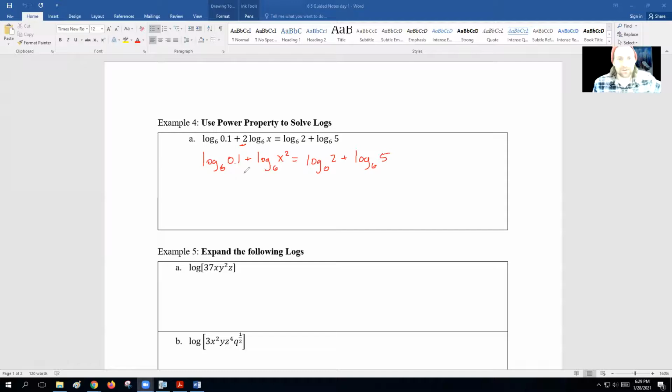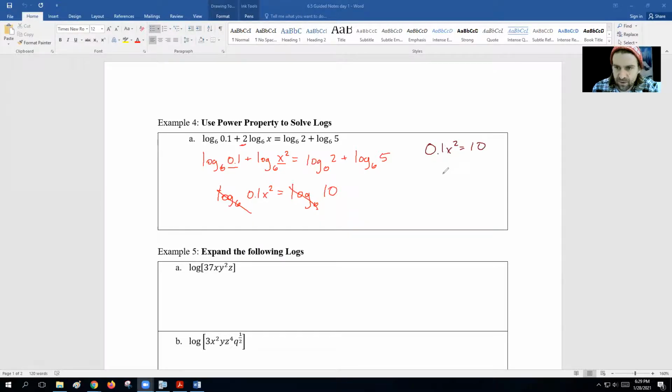Next, let's combine these together. We can multiply the 0.1 times the x squared, and we get log base 6 of 0.1 x squared is equal to, okay, we can combine those together, 2 times 5. We actually can multiply it. 2 times 5 is 10. So the logs cancel out, and we just have a new problem here of 0.1 x squared equals 10.